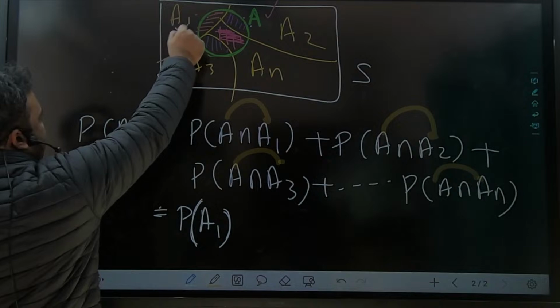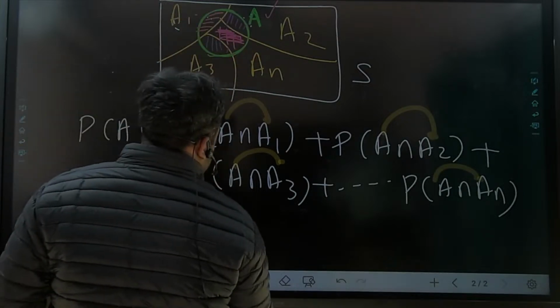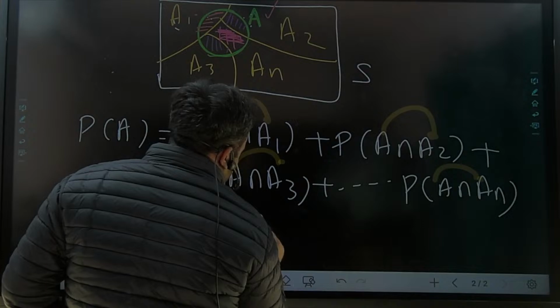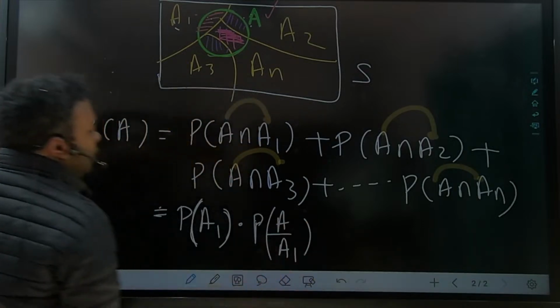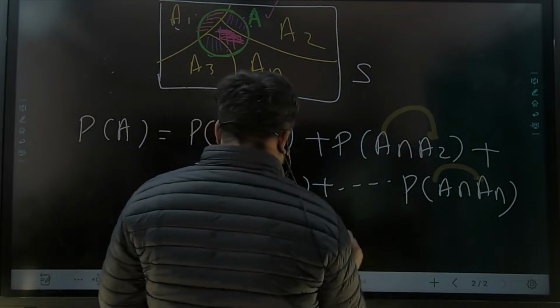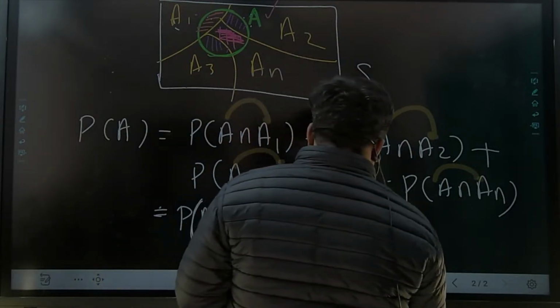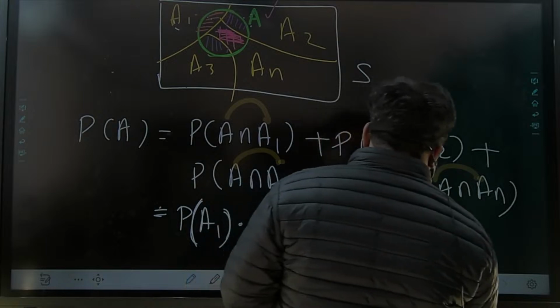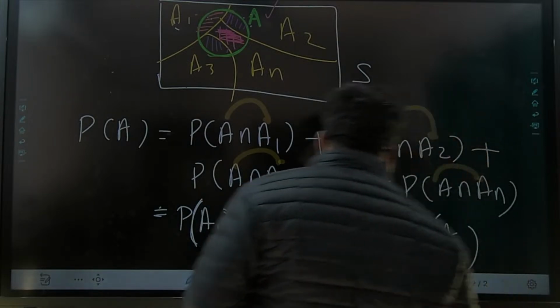Once I have entered into this, then what is the probability of A getting from A1? So conditional probability is there. Once the probability of A1 is coming into the picture, what is the probability of A? Then A2, what is the probability of getting A2? Once the A2 event has happened, what is the probability of getting A from the A2 event? Like this.